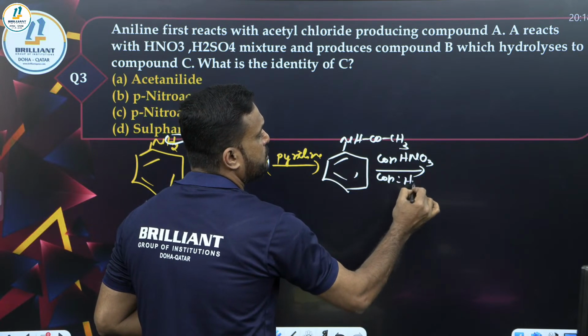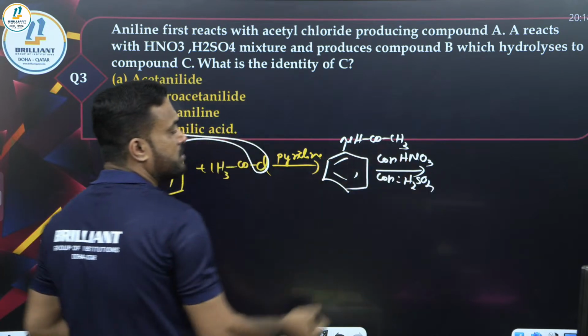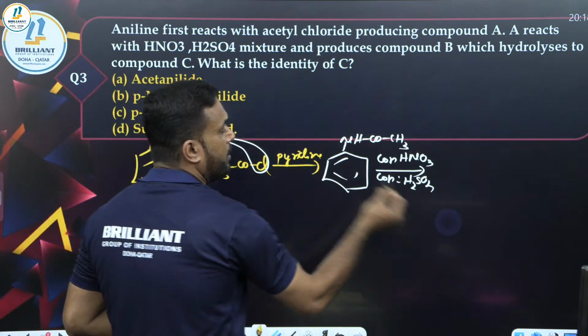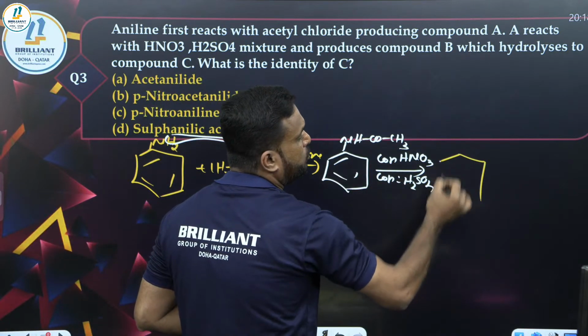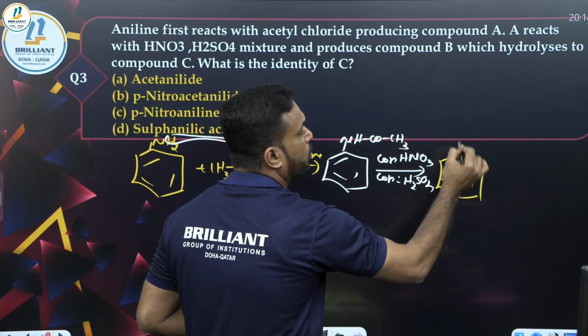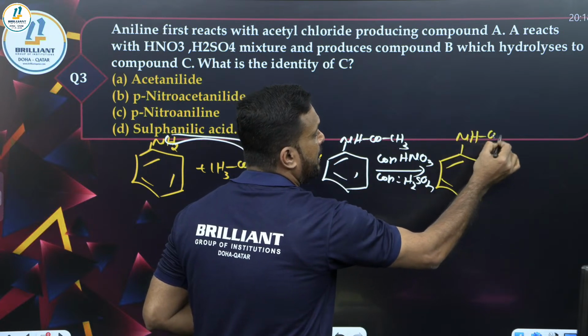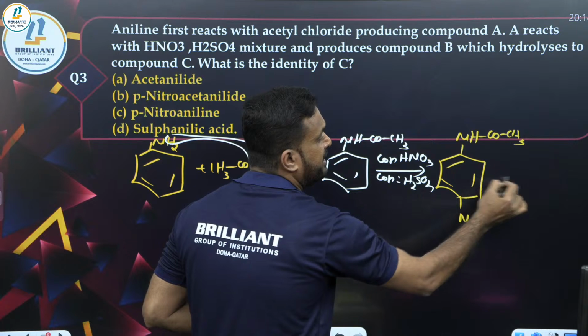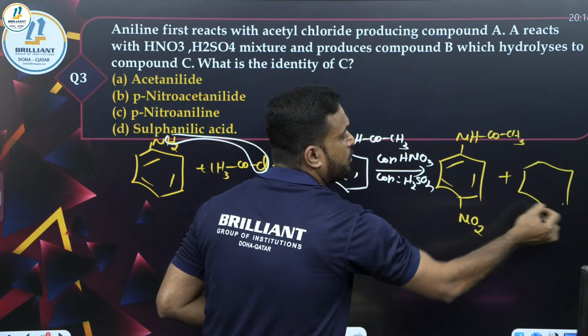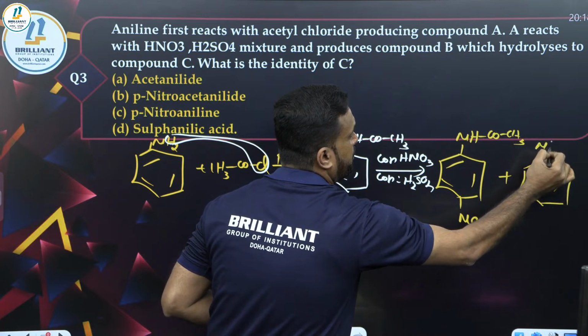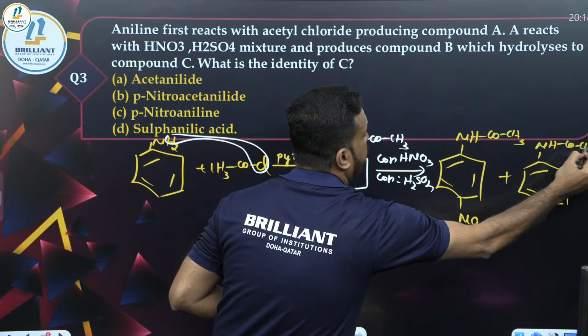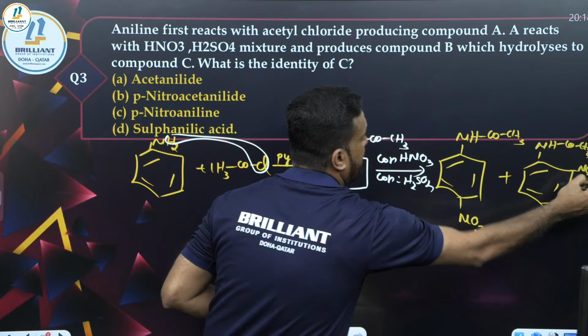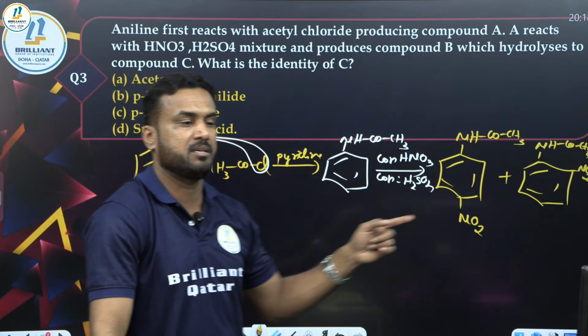and concentrated H2SO4. Now this NHCOCH3 group is deactivating. Due to the deactivating nature of that group, we will be getting two derivatives, an ortho derivative and a para derivative. NHCOCH3 is here. You will be getting a para derivative, that is the major one, 80% of the mixture. The ortho derivative also will be formed, that is NO2 at the ortho position.